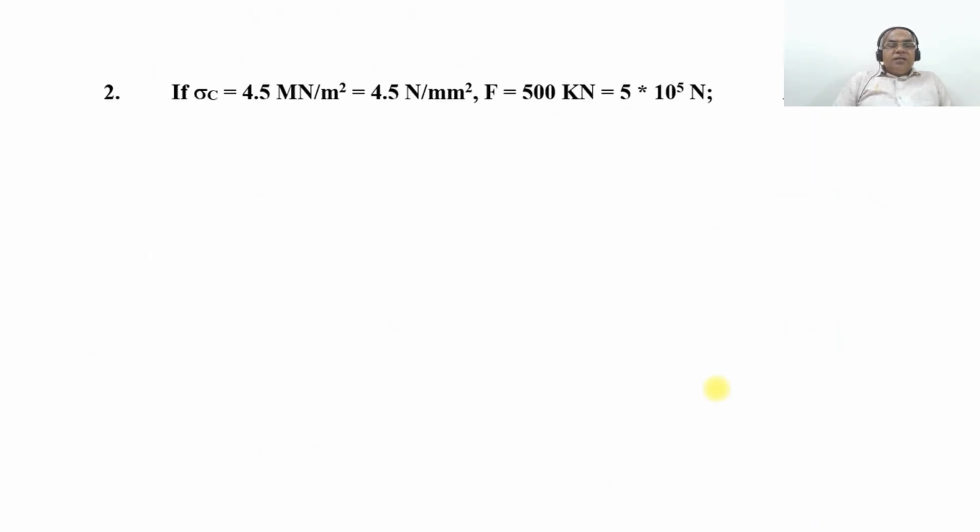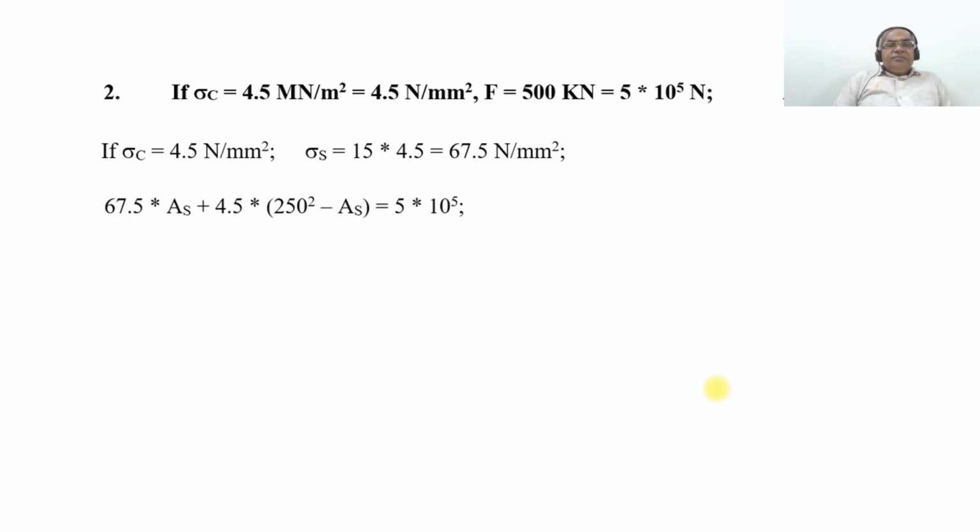So, if sigma C equals 4.5 meganewton per meter square, that is equal to 4.5 Newton per mm square. If F is equal to 500 kilonewton, that is 5 into 10 to the power of 5 Newton, then what will be the area of steel? If sigma C is 4.5 Newton per mm square, what is sigma S? Sigma S will be equal to 15 into sigma C, which is given to be 4.5. On simplification, you will get it as 67.5 Newton per mm square.